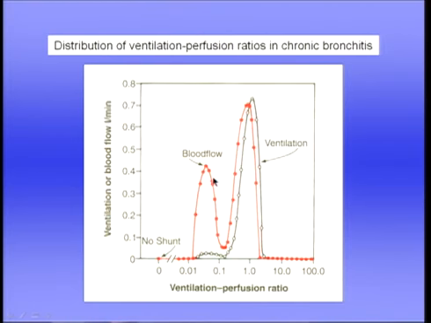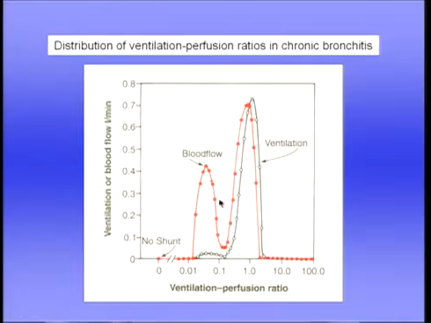Chronic bronchitis is a disease of the airways, where you get inflammation of the airways, you get thickening of the airway wall, you get retained secretions, and you interfere with the ventilation of regions of the lung. And presumably what we're seeing here is those lung units behind particularly abnormal airways, partially obstructed airways, and that's giving us this region of low ventilation-perfusion ratios.